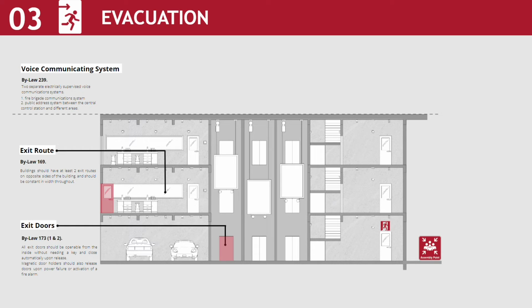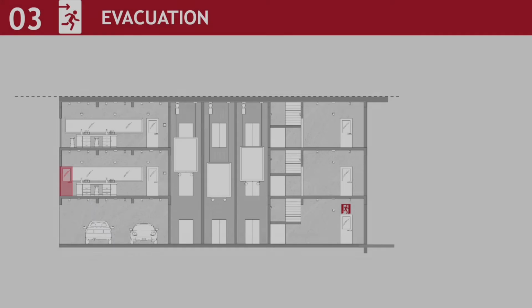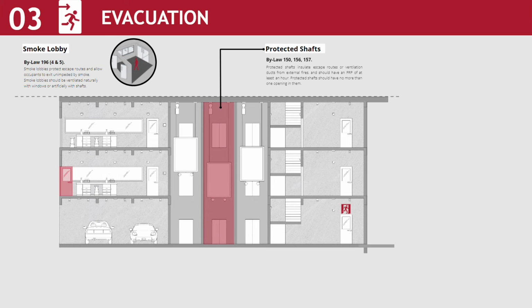Following the route, Bylaw 253A and Bylaw 173 mentions that occupants should reach the end of the exit route guided by emergency lights and exit signs mounted on the wall above the exit door, which leads to the smoke lobby and fire staircase. Bylaw 196 emphasizes that smoke lobbies should allow occupants to exit a building unimpeded by smoke.